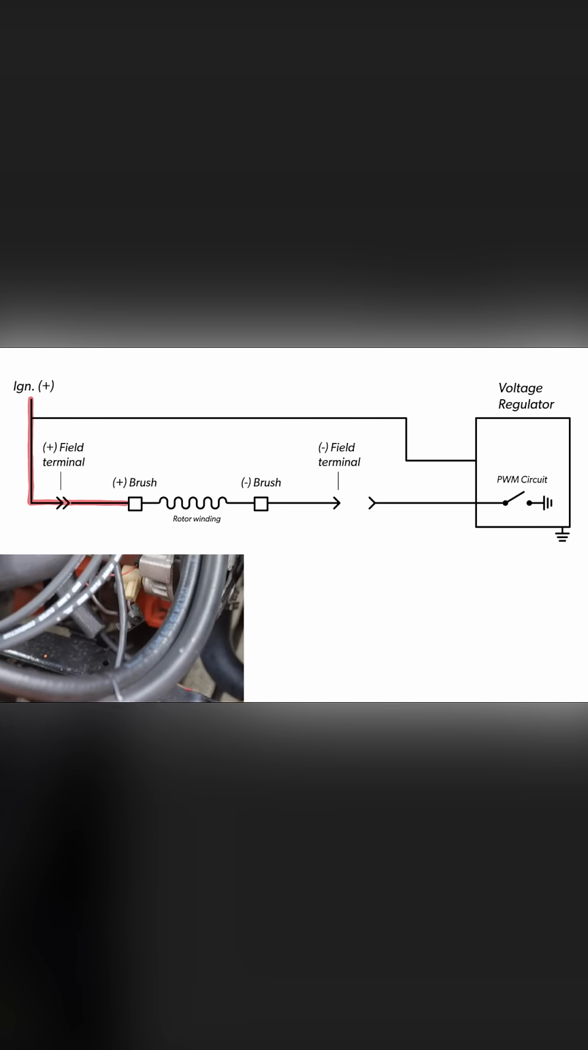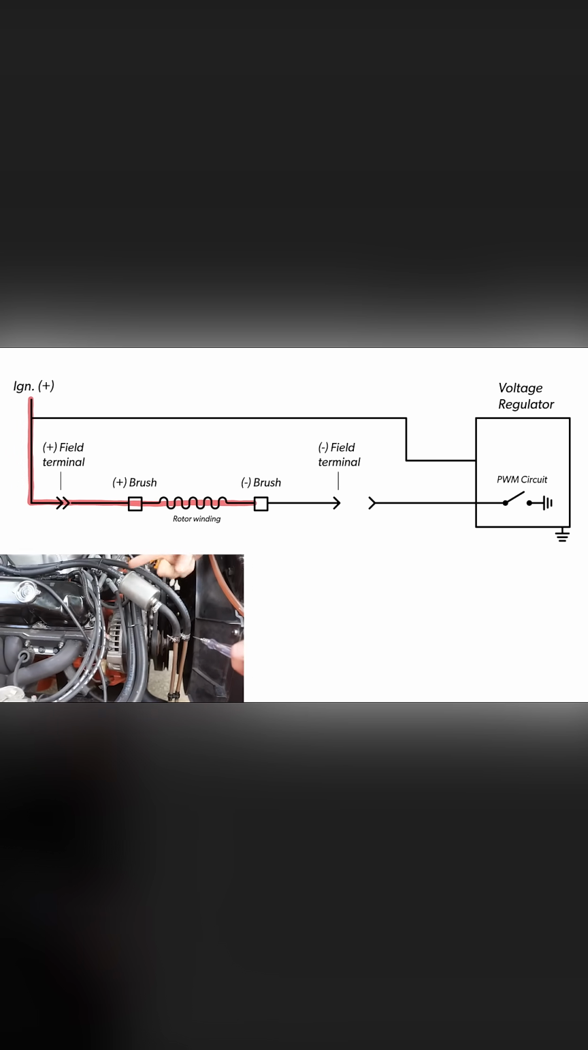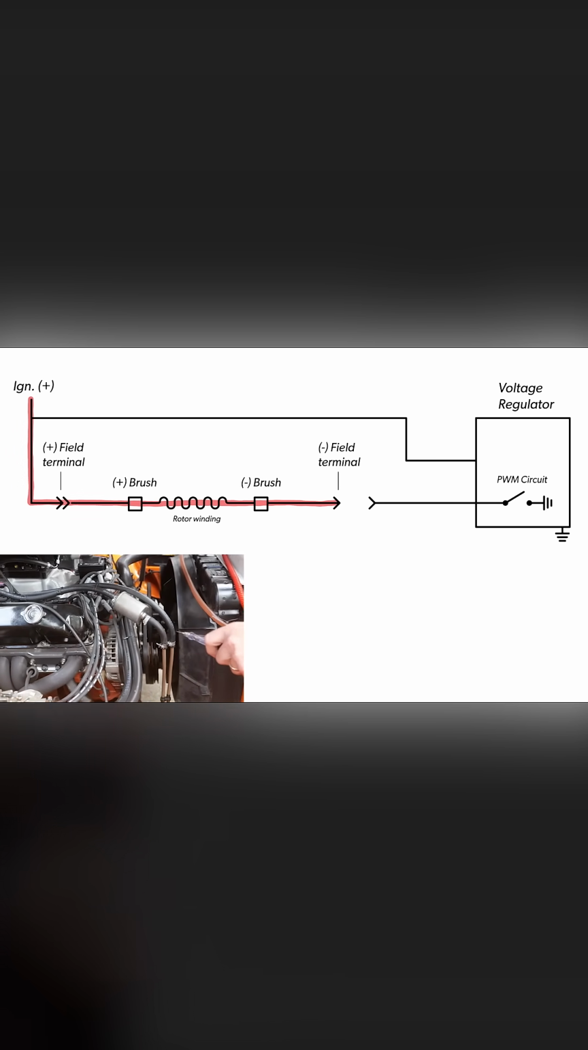Okay, key in the run position. I should have power on this red wire. Yeah, I do. And what should be happening is power's going into the positive brush, wrapping through the rotor windings, coming out on the negative, looking for a ground.